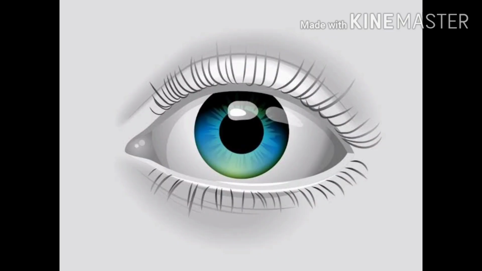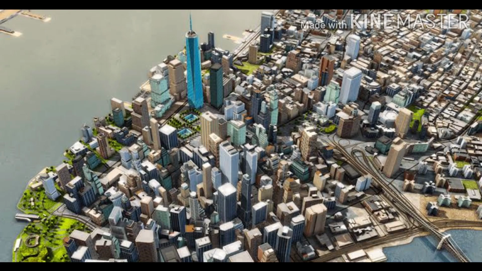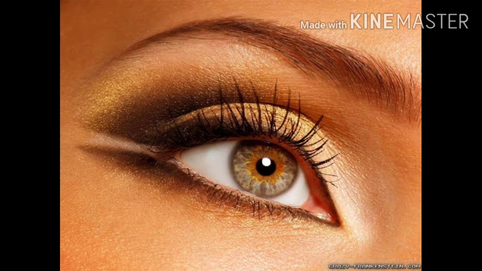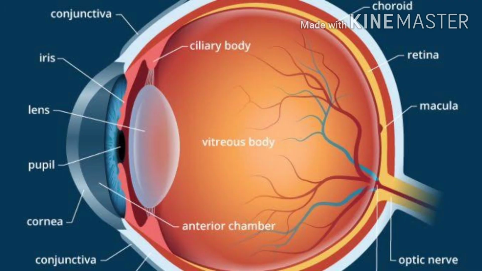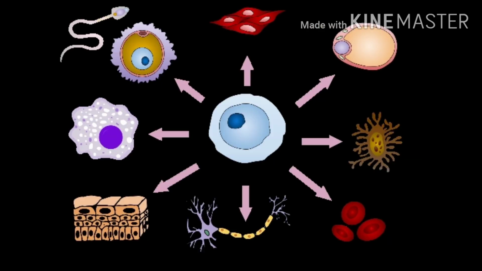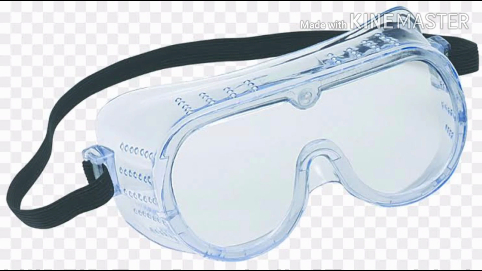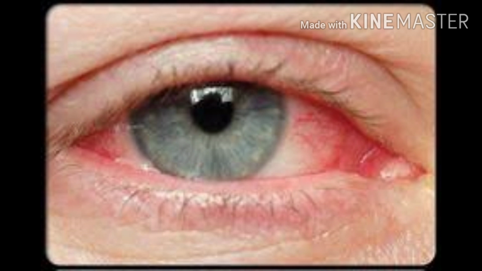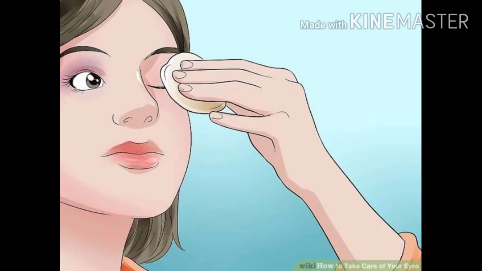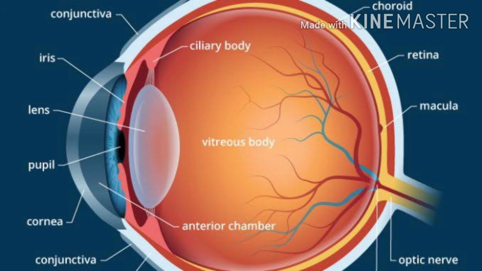In this video, we'll discuss a small thing, but it shows us many big things in the world. It is the eye. Now, in this video, we'll discuss the structure of the eye, function of the eye, cells and tissues in the eye, protection, diseases and defects of the eye, and taking care of the eye. First, we'll discuss the structure of the eye.